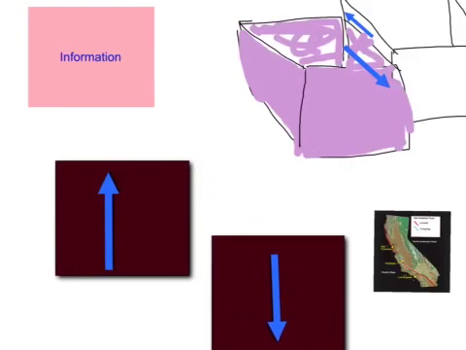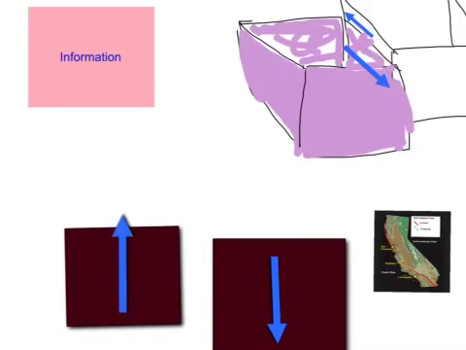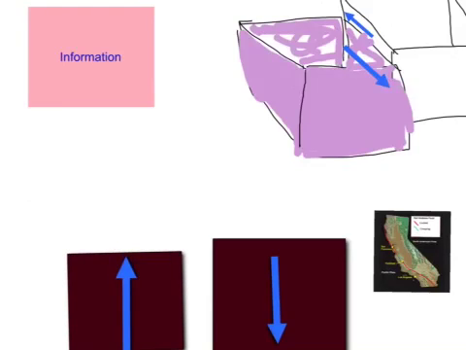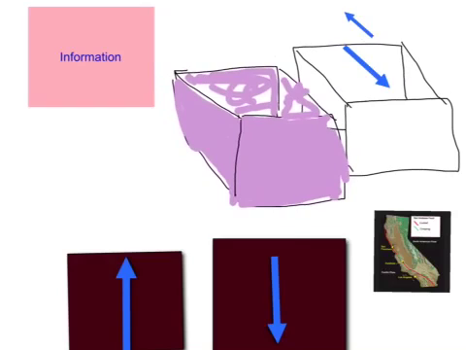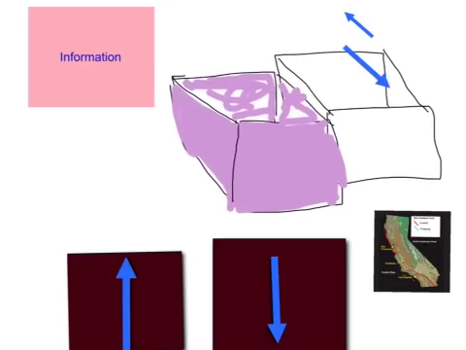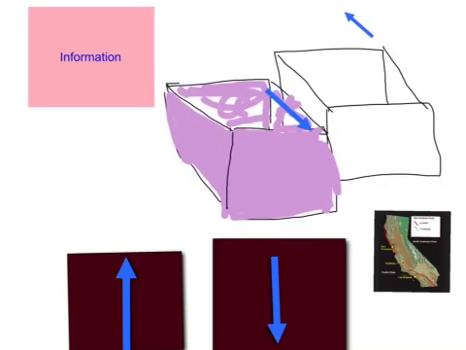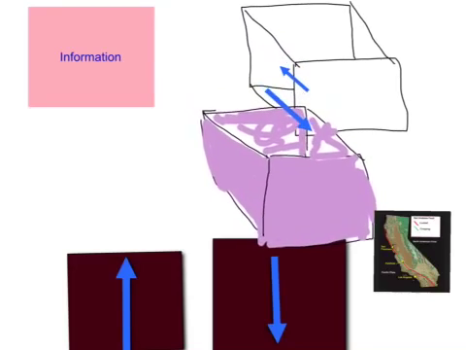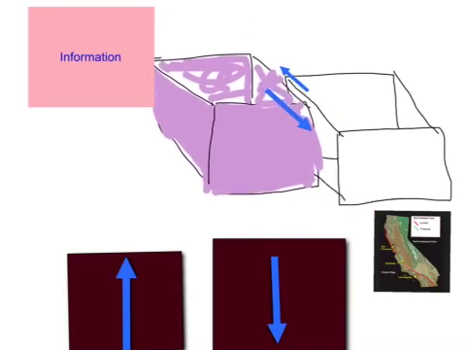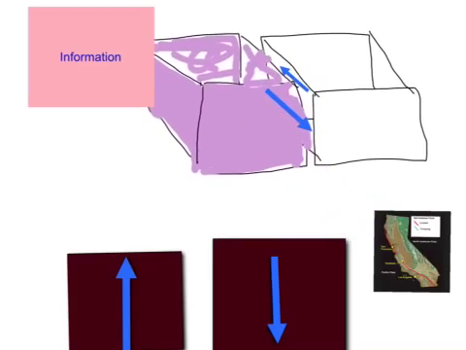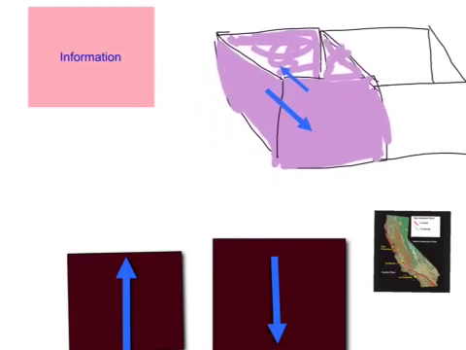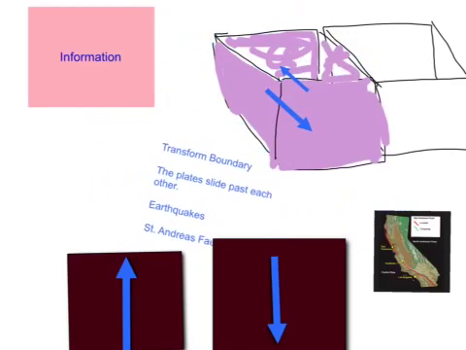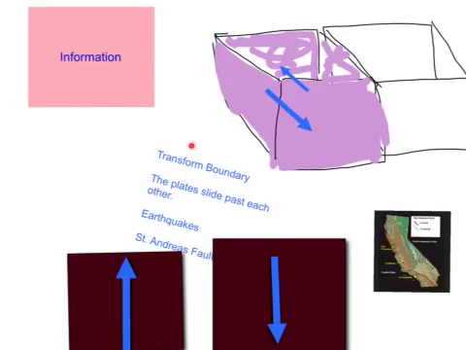Now, my second example, looking at it from sideways, is like this. We have two plates right here. This purple plate is going that way, and this white plate is going this way. So they're going like that on each other, and they're separating from each other. And I said again, it does not matter which way it goes. They just go in one direction. And that is what a transform boundary is. Right here, that's how you spell transform boundary.